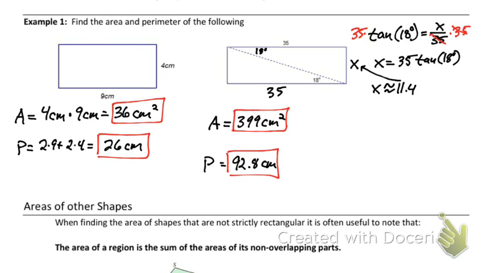All right, that is area and perimeter of a triangle. Remember, we can use SOHCAHTOA, we can use 60, 30, 90, we can use 45, 45, 90 as well. But you can always use SOHCAHTOA. So if you're like, I don't remember 60, 30, 90, you can always use your SOH, CAH, and TOA.